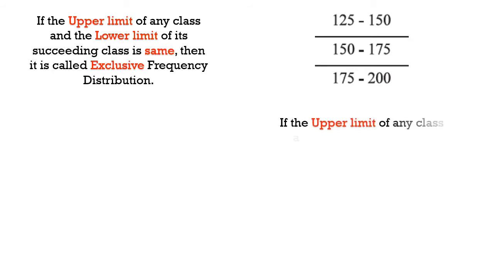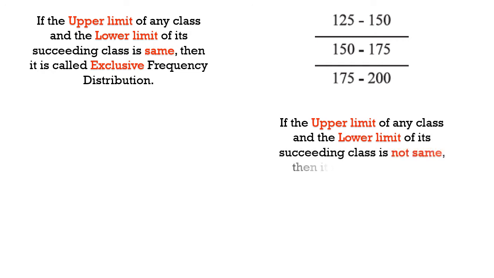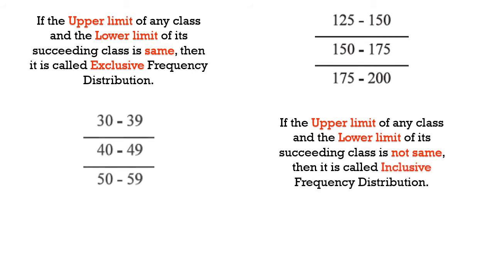If the upper limit of any class and the lower limit of its succeeding, that is the immediately next class, is not same, then it is called inclusive frequency distribution. You can see the example here.